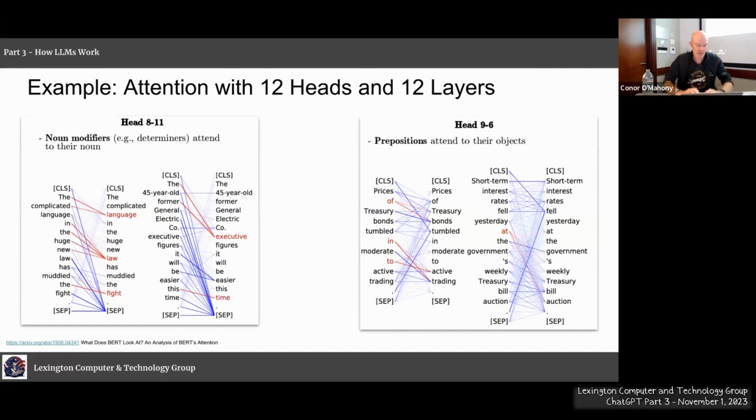So for instance, on layer 8, head 11, we're trying to detect noun modifiers. And so we can see here that "complicated" modifies "language." In "the huge new law," "huge" and "new" modify "law." The modifies "fight," and so on. "The former" applies to "executive." "This" applies to "time." So that's one of these heads, among 96, in one of 96 layers.